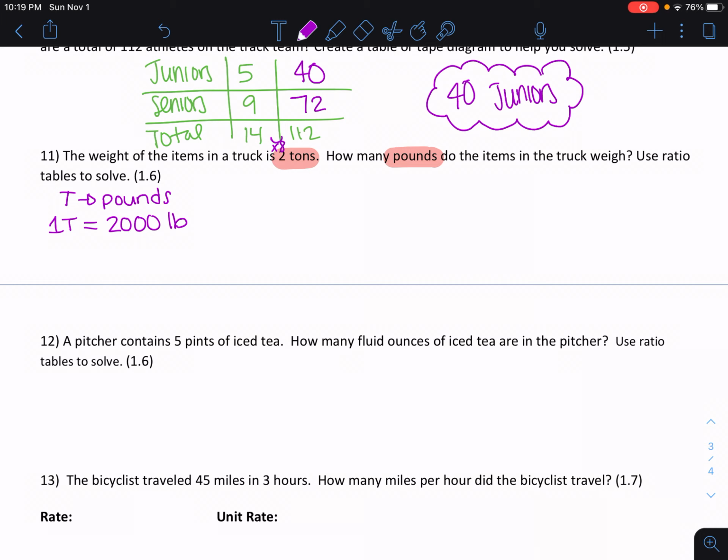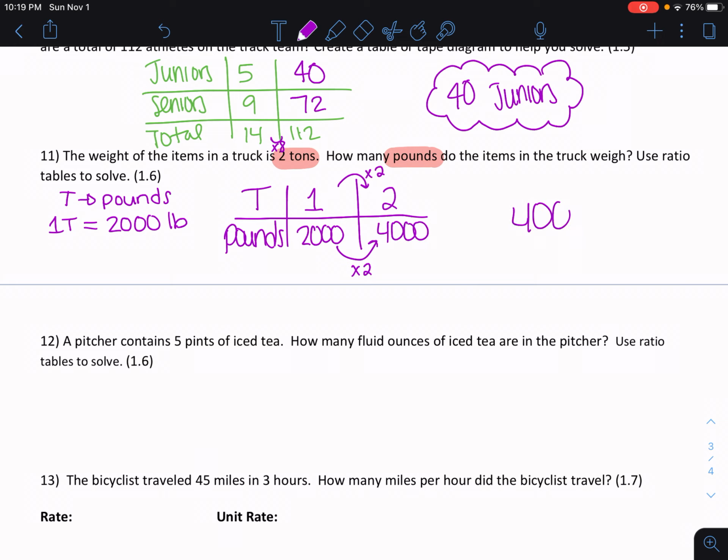So now I'm going to make a ratio table. And that ratio table is going to include my units, tons, and pounds. The order does not matter as long as I am associating the correct value with the unit. So for tons, I'm going to have 1 ton and 2,000 pounds. And they gave me 2 tons. So to get from 1 to 2, I'm going to multiply by 2. So when I multiply by 2 on the bottom, I get 4,000. So the answer is 4,000 pounds.